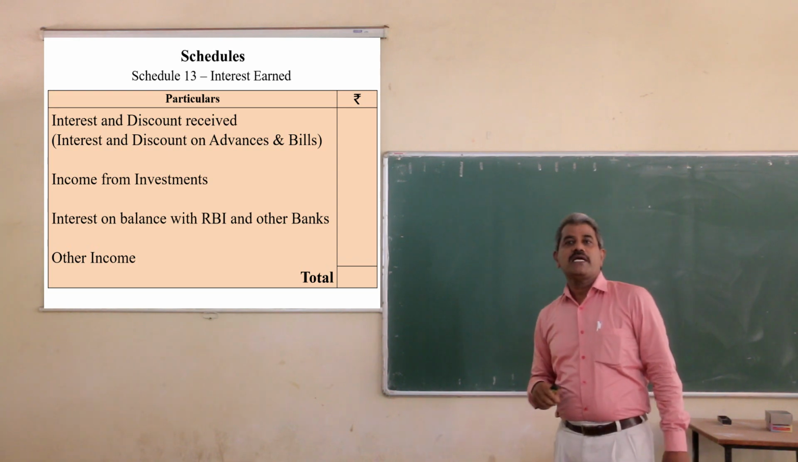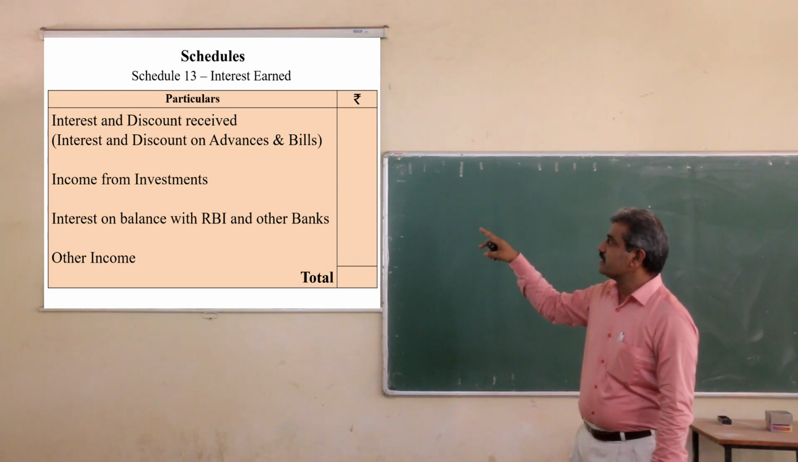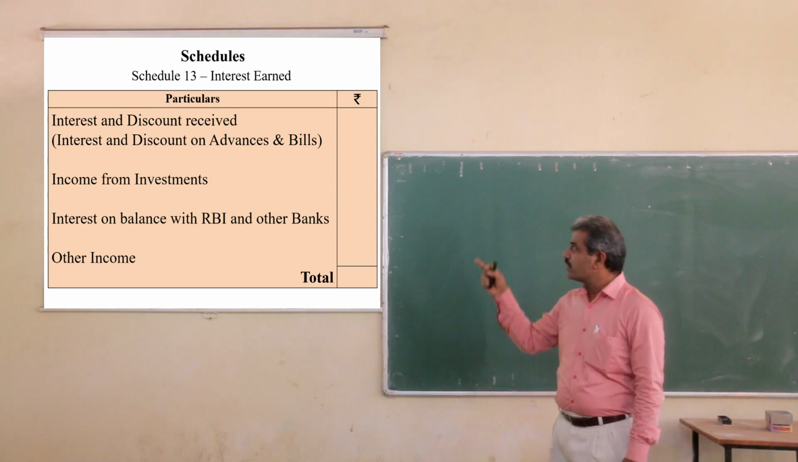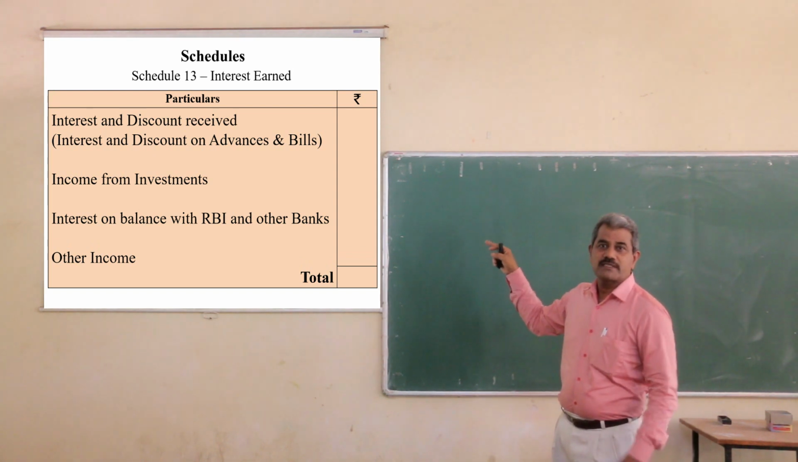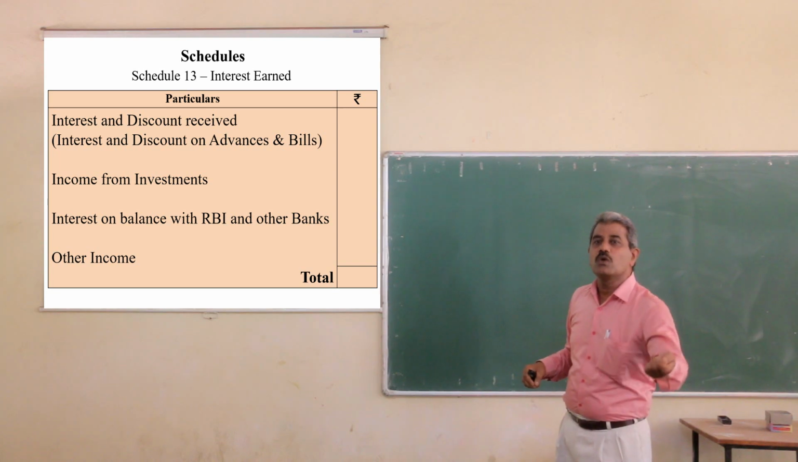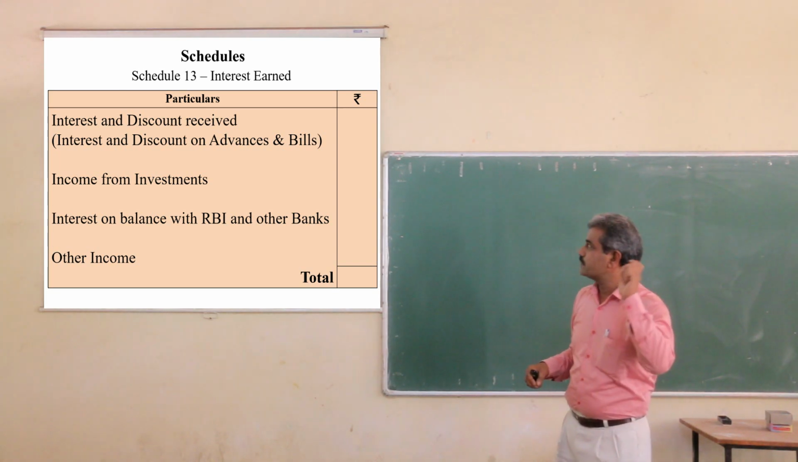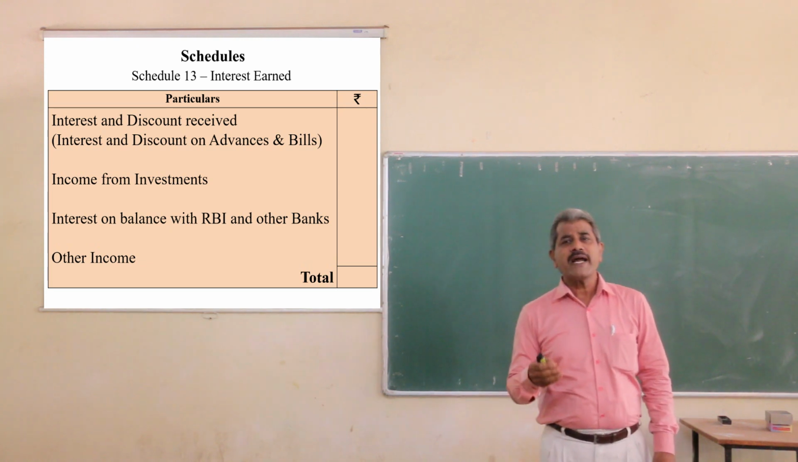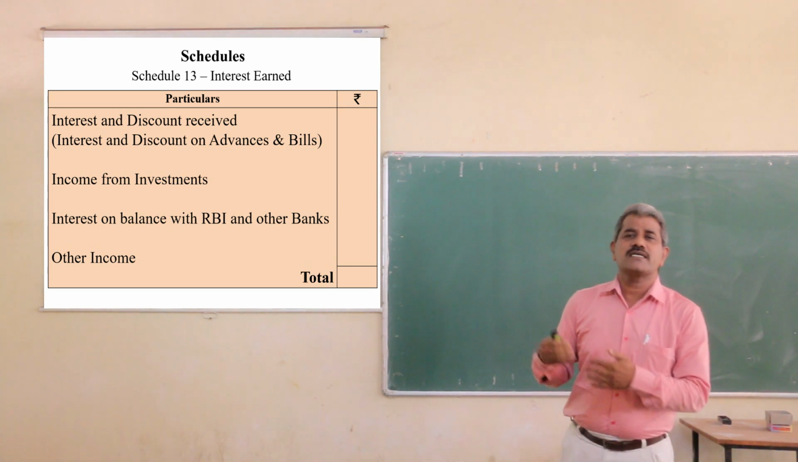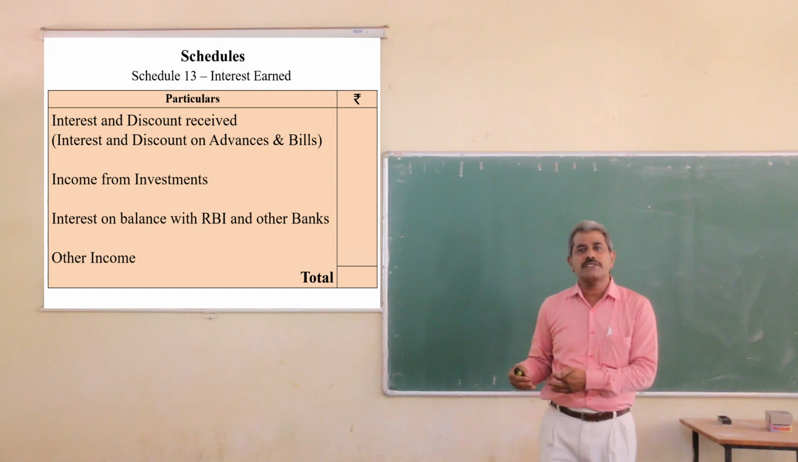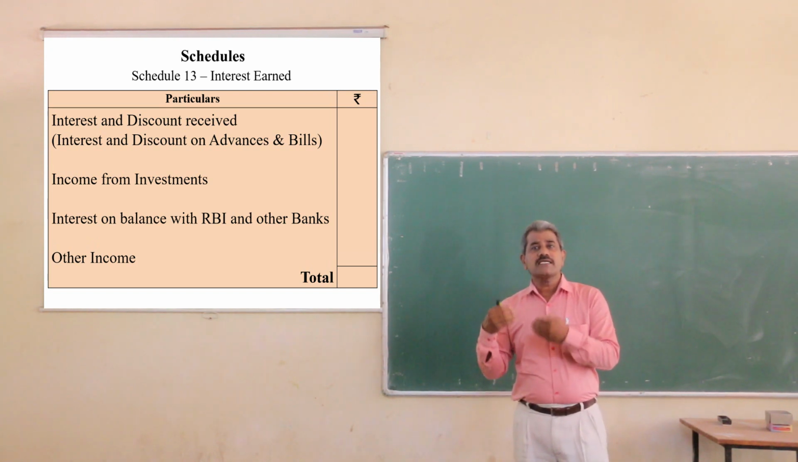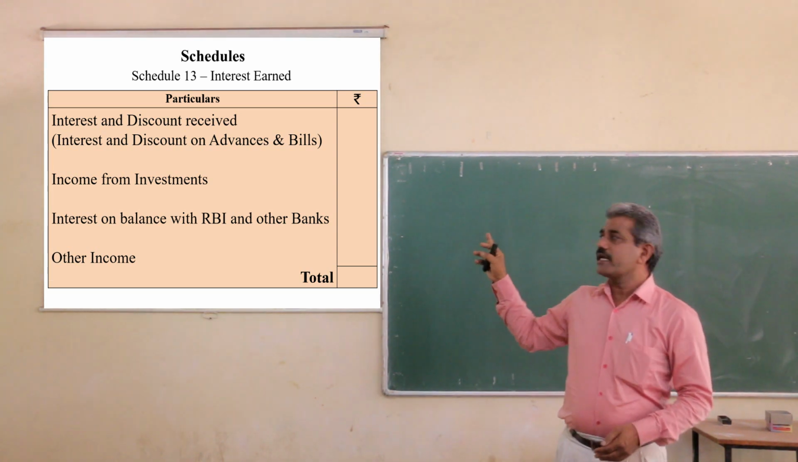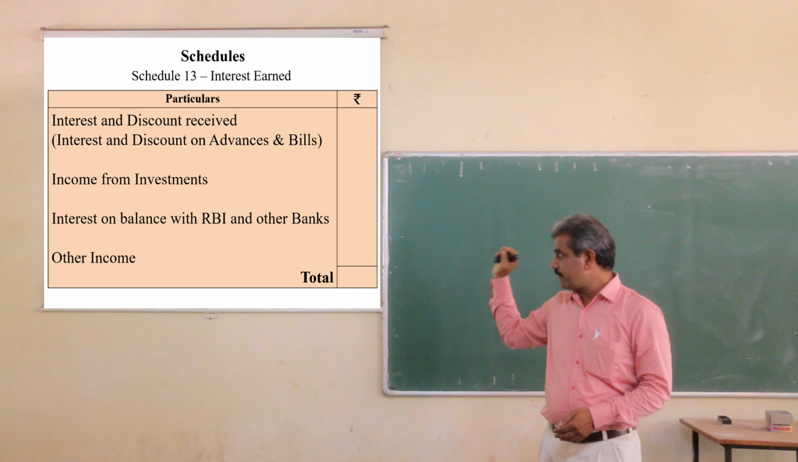It includes three items. The first is interest and discount received, that is, interest and discount on advances and bills, which means the interest on loans. Then next is income from investments. The bank generally invests in shares, debentures, bonds, and government securities. The interest received on such investments is taken into consideration here.